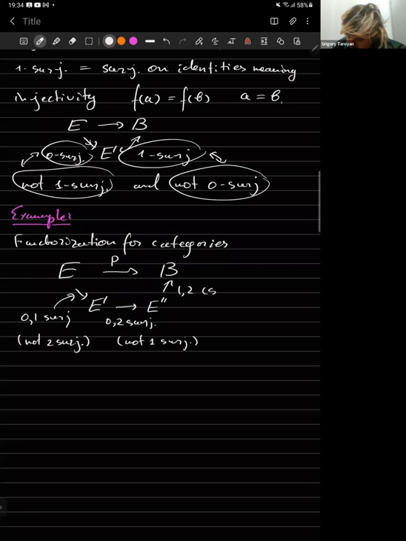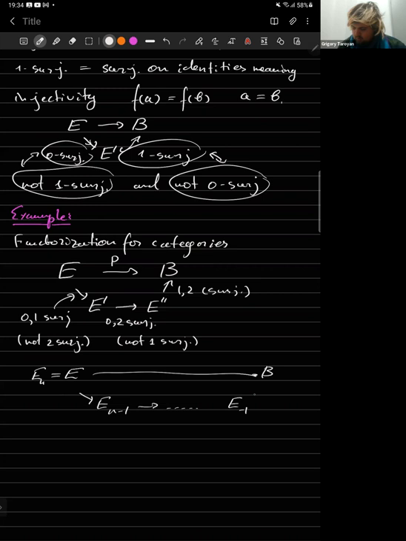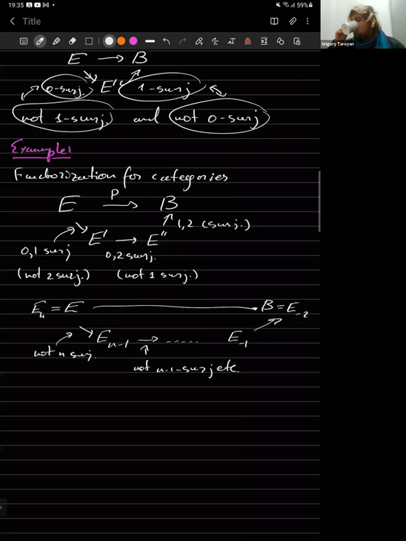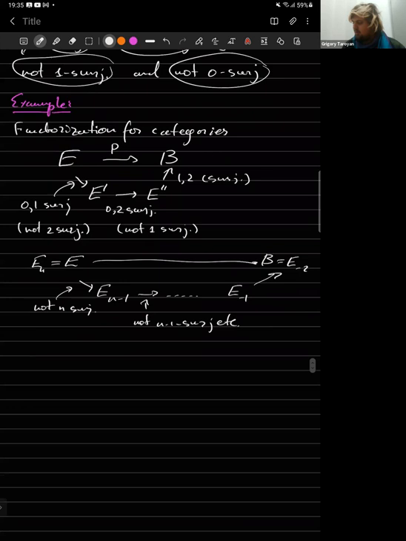This sort of suggests the general picture that we in fact should have a tower of the form E equal to E_n, E_{n-1}, etc., E_{-1}, E_{-2}. And here we should have not n surjective, not n minus one surjective, etc. So we just, at each stage of this Postnikov tower, we just drop one surjectivity condition, and we obtain a sort of fibration with the fiber which has only one homotopy group. That's the basic philosophical idea behind all this. So let me write it down.